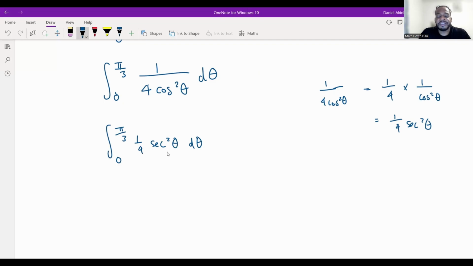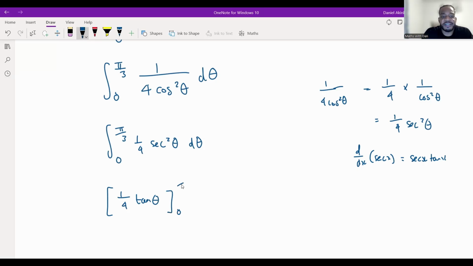Now, do we know what the integral of sec squared is? We should do. It's a standard integral. Anyone know? No, that's when you differentiate sec. If you differentiate sec x, that's sec x tan x. Fantastic, Alfie. The integral of sec squared is tan. When you differentiate tan, it's sec squared. Remember, you use the quotient rule. We write tan as sine over cos, use the quotient rule, and you get sec squared. So this here is just going to be a quarter tan theta between 0 and pi over 3.